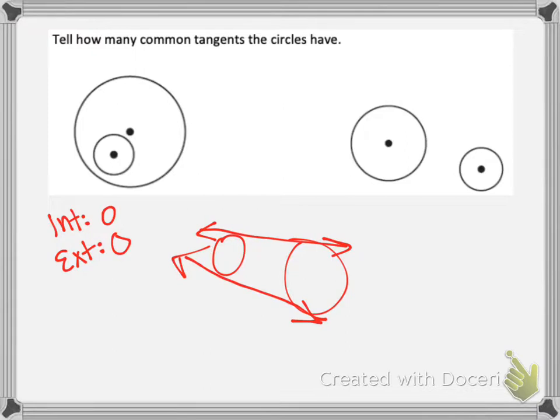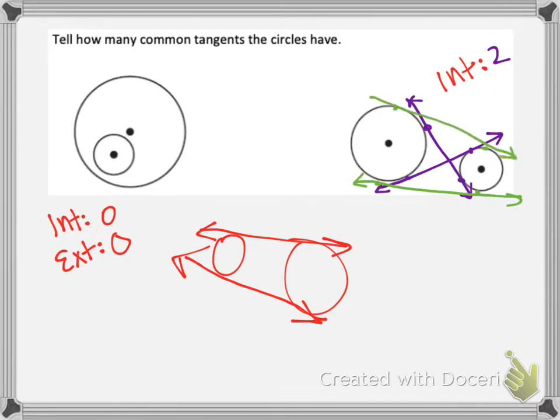So like this example, internal tangents are always going to cross like this. Pretend that these touch beautifully. So there would be 2 internal, and then there would be 2 external.